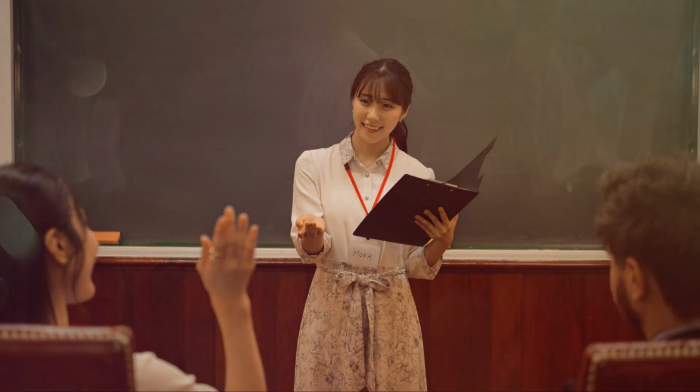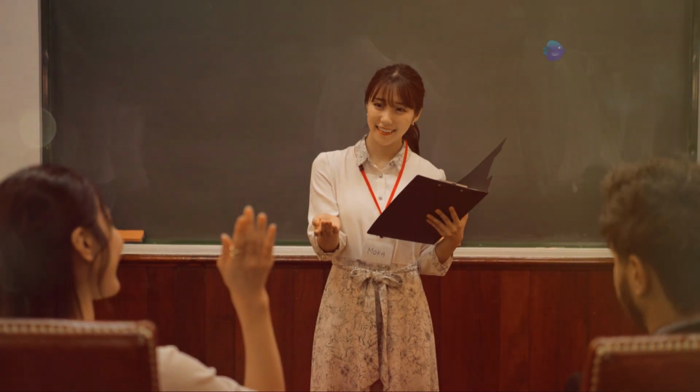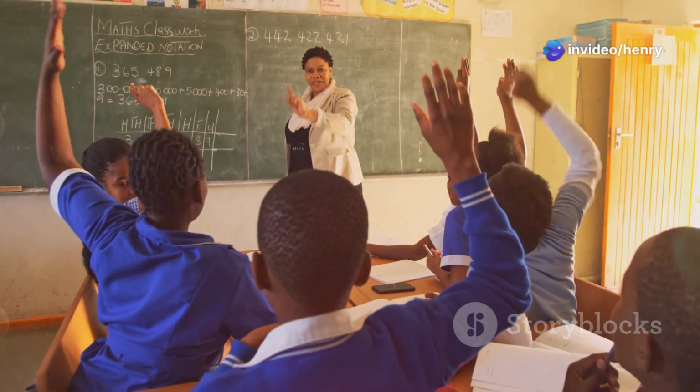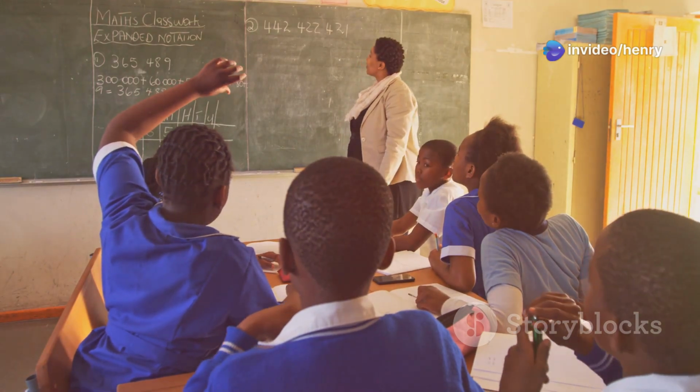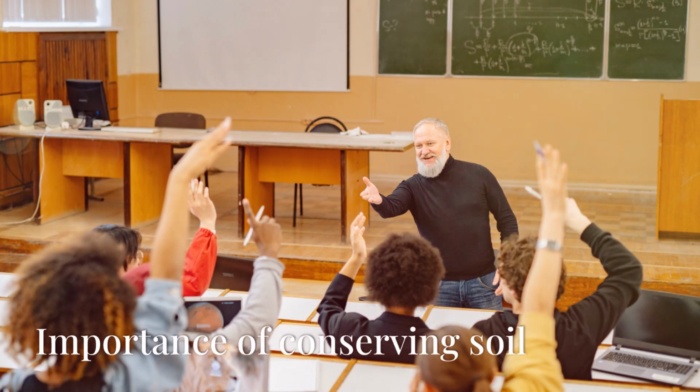What are 3 methods to control soil erosion? Methods to control soil erosion include 1. Planting cover crops. 2. Building terraces. 3. Practicing contour plowing.